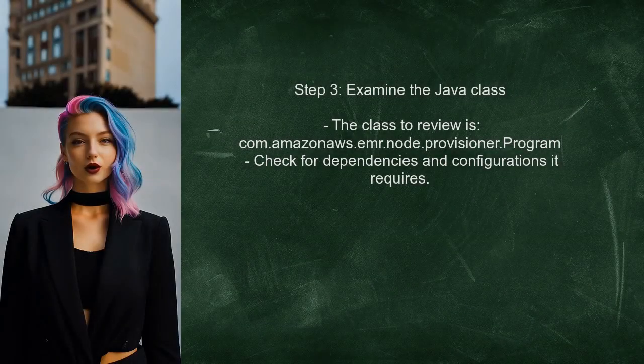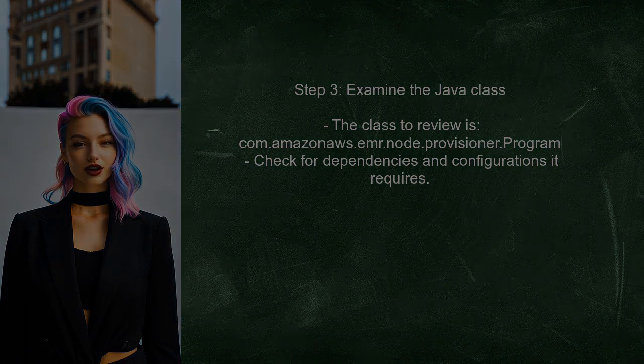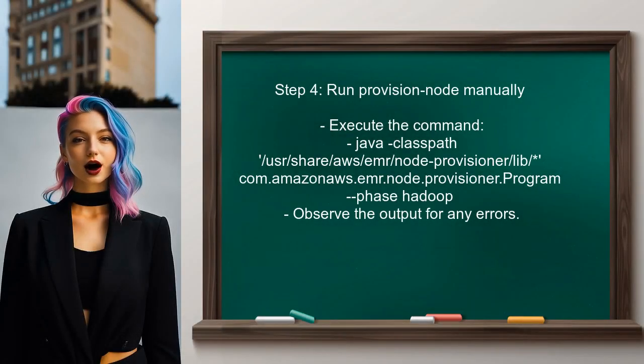The user should also examine the Java class being executed by the provision node script. This class is responsible for the provisioning process, and understanding its requirements can help identify potential issues. Finally, the user can run the provision node script manually to see if it produces any errors. This can help isolate the problem and provide more context for the failure.